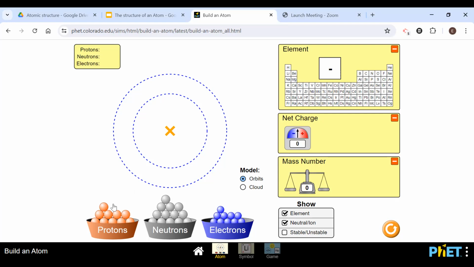Okay. Look at net charge, mass number. When I put it here, you will look at where it is located in the atom. Okay. Look at this. What do you observe? What do you observe that wasn't there?